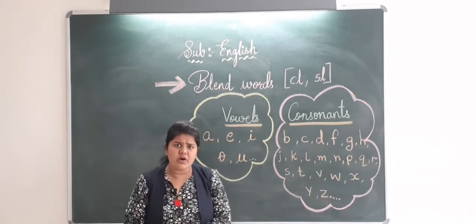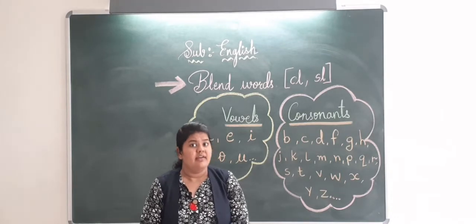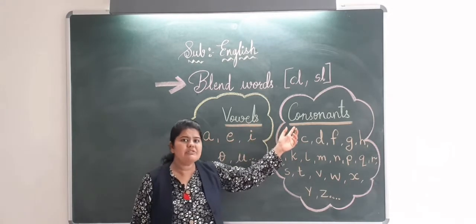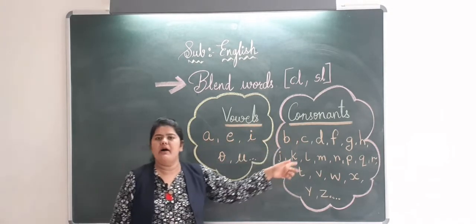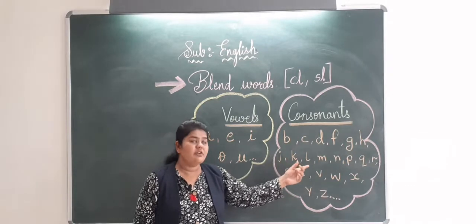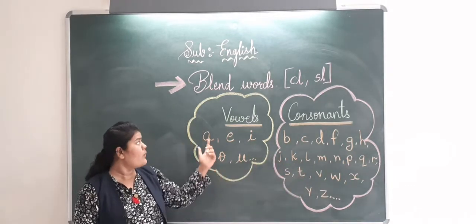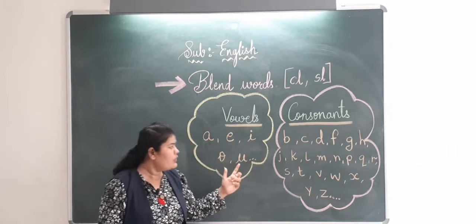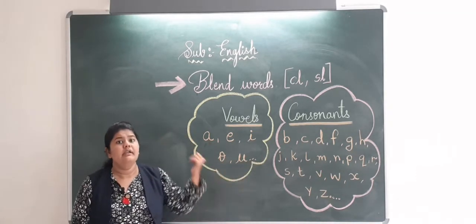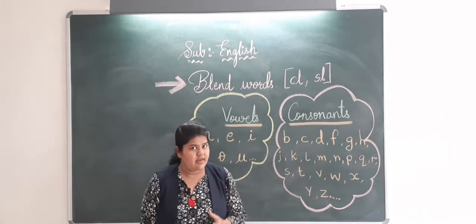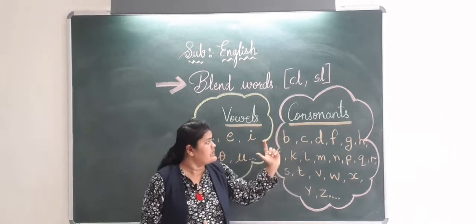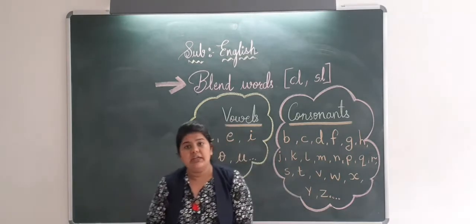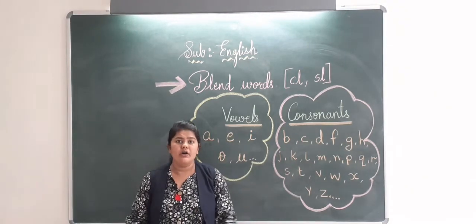Yes, students, do you know about vowels and consonants? You all are aware of vowels and consonants. Vowels are A, E, I, O, U. The vowels produce sounds. The remaining 21 letters are consonants.